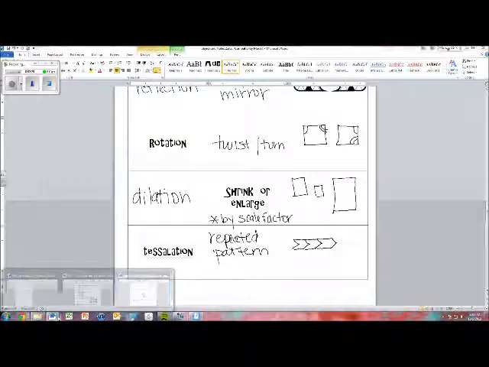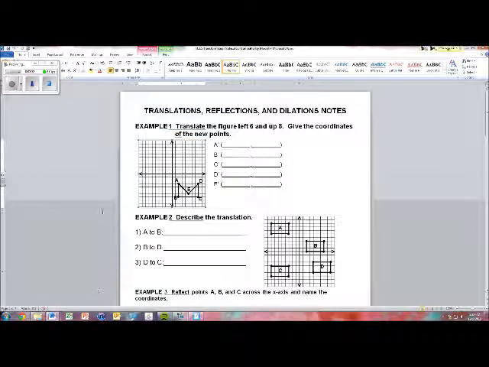So the next page of your notes actually has some examples on it. Again, we're not going to do all of these. I'm just going to do a handful for time's sake. In example 1, we're supposed to translate, which is to slide the figure left 6 and up 8. If we take point A and move it left 6, I'm going to go 1, 2, 3, 4, 5, 6 units to the left. Now I'm supposed to go up 8: 1, 2, 3, 4, 5, 6, 7, 8. I would end up here.